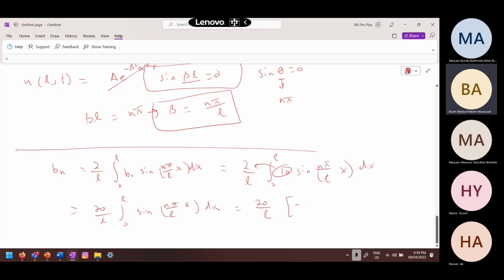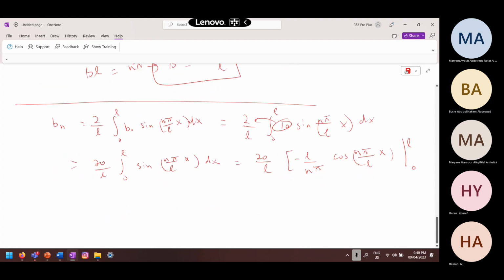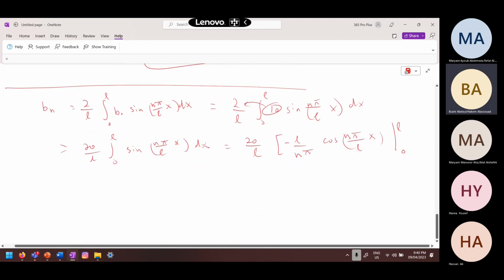So we'll get L over n pi cosine n pi over L x, and the interval is 0 to L. Now, to clear this equation and make it easier, take this constant outside, and you'll get negative 20 over n pi.